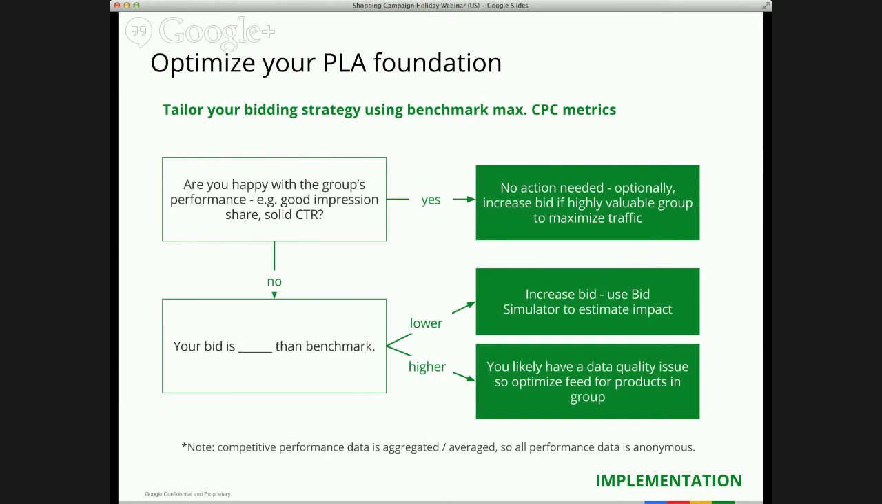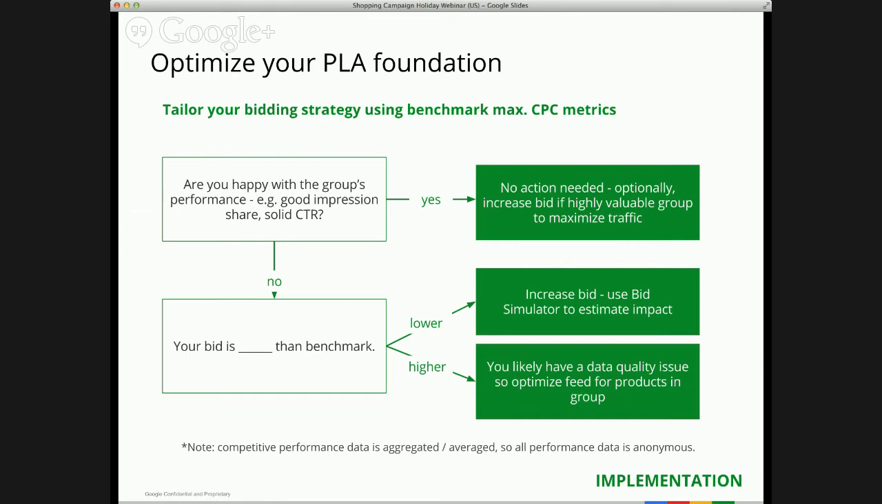Next, and first in terms of using some of our new exciting metrics from shopping campaigns, we want to talk about tailoring your bidding strategy using that benchmark max CPC metric. It's a little bit of a flow chart or decision tree that I'll talk you through, but essentially here's how it goes. First and foremost, you'll go to the product group tab and you'll see if you're happy with that group's performance. So does it have a good impression share?